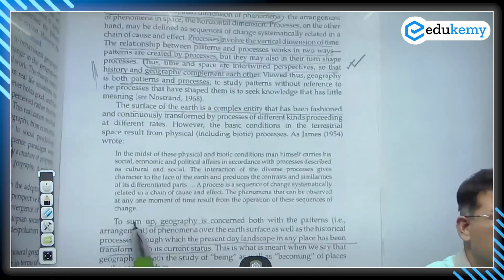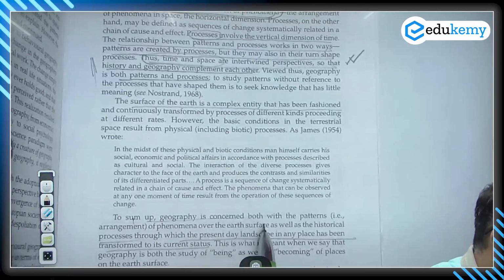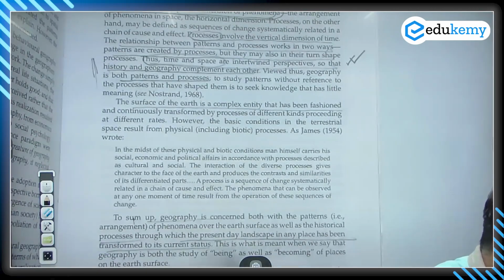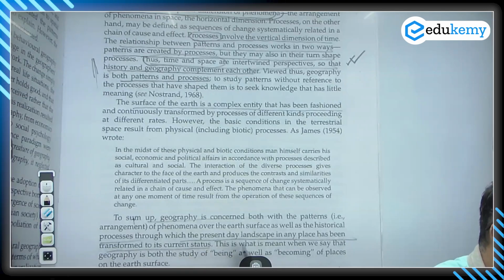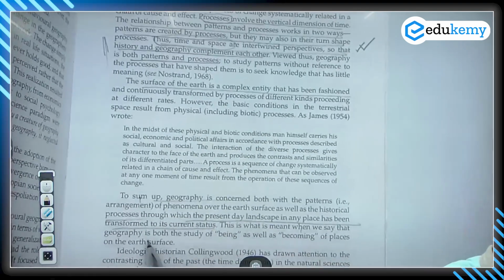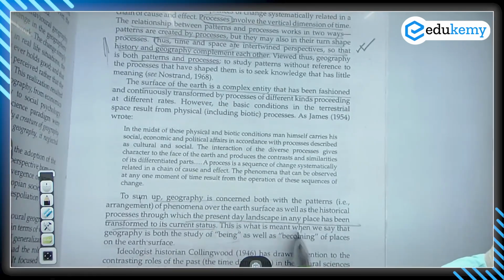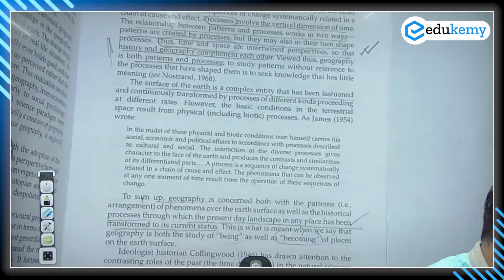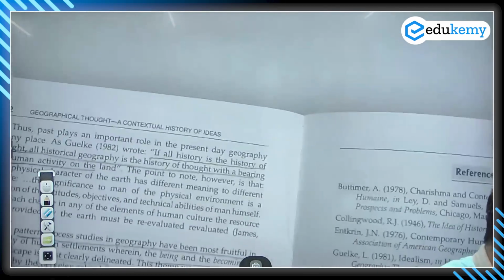Therefore, to sum up, geography is concerned both with the patterns of phenomena as well as the historical processes through which the present-day landscape in any place has been transformed to its current status. This is what is meant when we say geography is the study of being and also becoming. Becoming is the time thing, the process thing. So look this up. Time and space are intertwined.